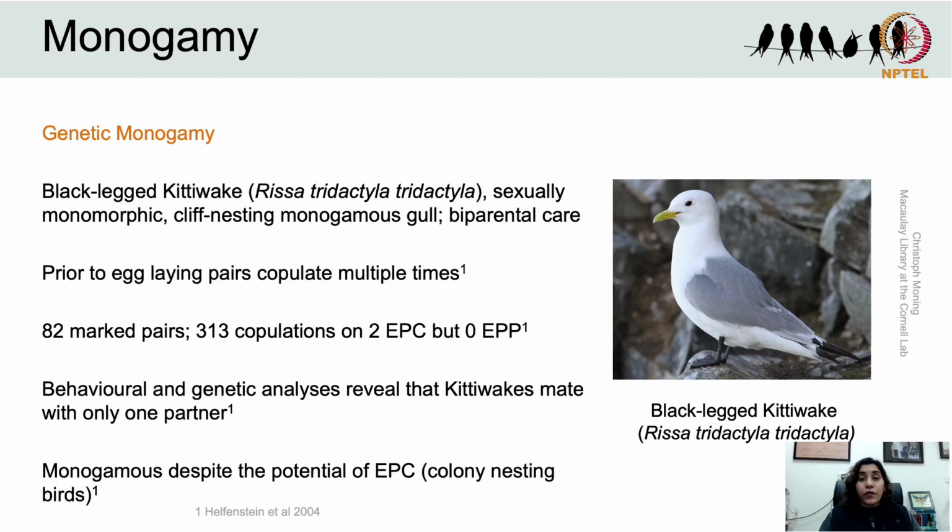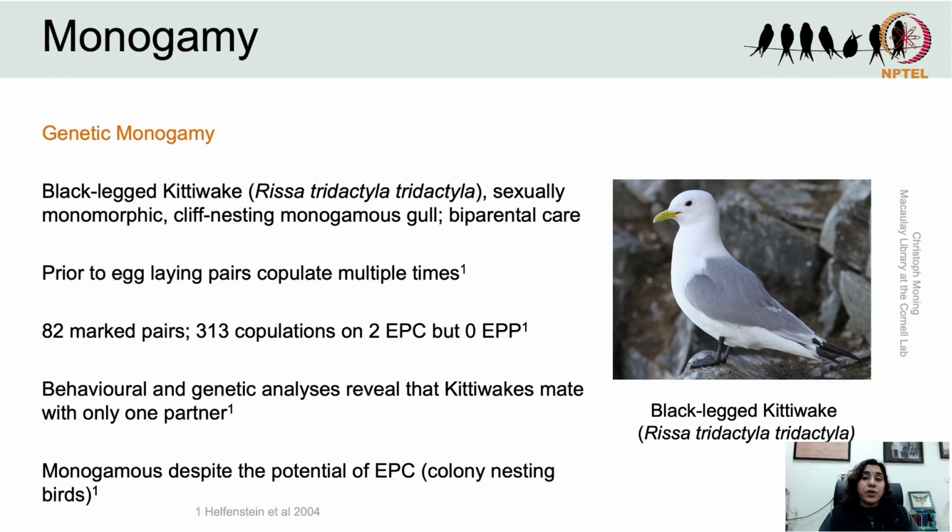Now let's take the example of a species that is genetically monogamous. In the picture, the species presented is the black-legged kittiwake, and these are sexually monomorphic cliff-nesting gulls who are monogamous. Here again, both males and females provide care to the offspring. In a study conducted on the species, 82 pairs were marked and studied to examine their mating behavior, and it was found that prior to laying eggs, pairs copulate multiple times, about 14 times per clutch on average. Further, of the 313 recorded copulations across 82 marked pairs, only in 2 instances extra-pair copulations were recorded.